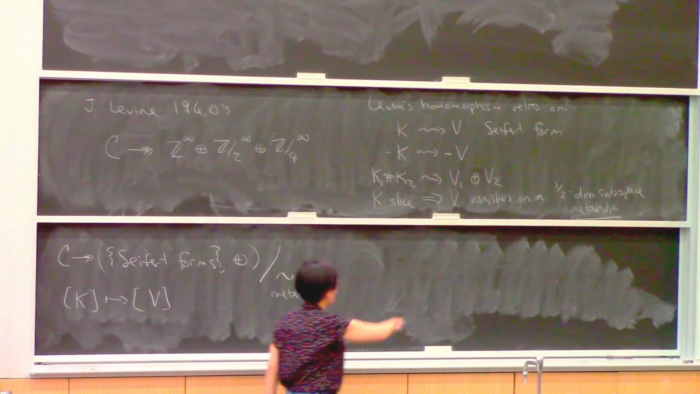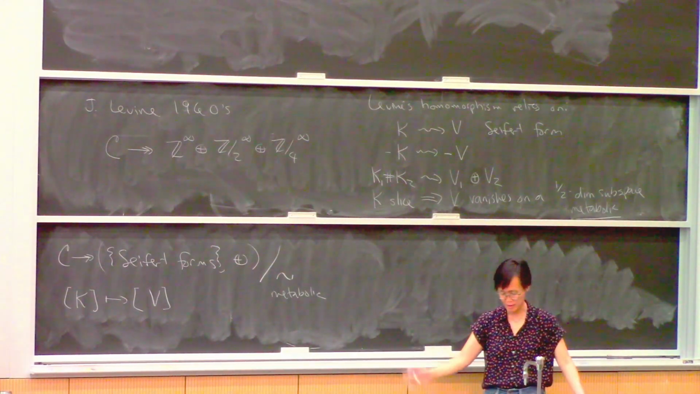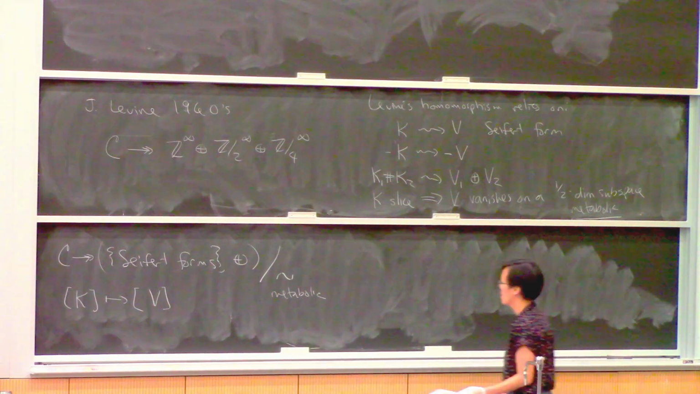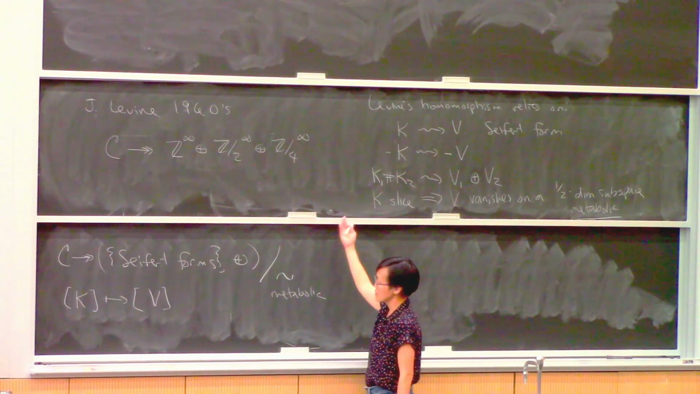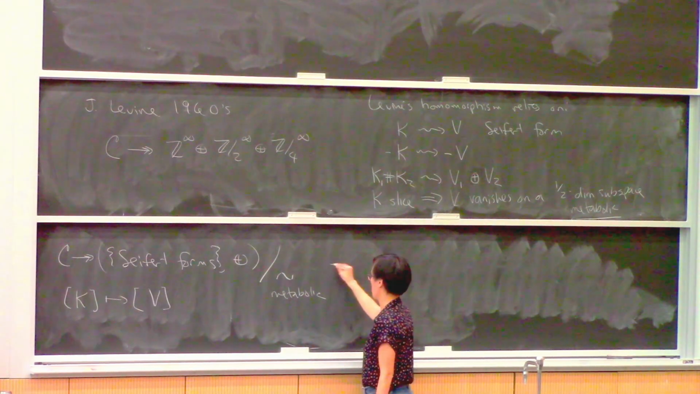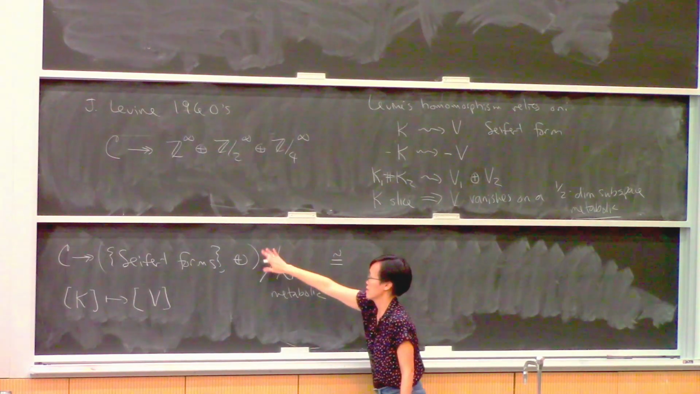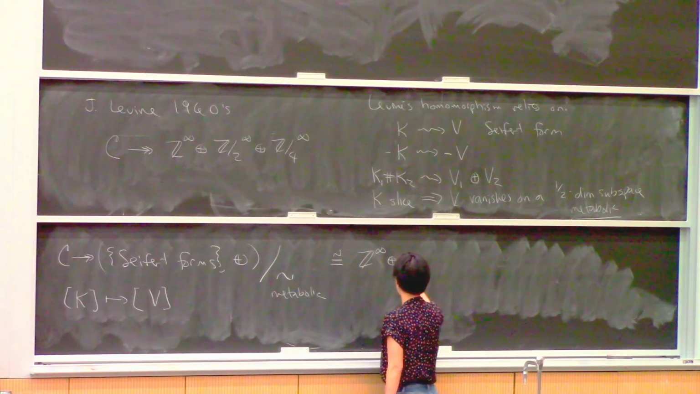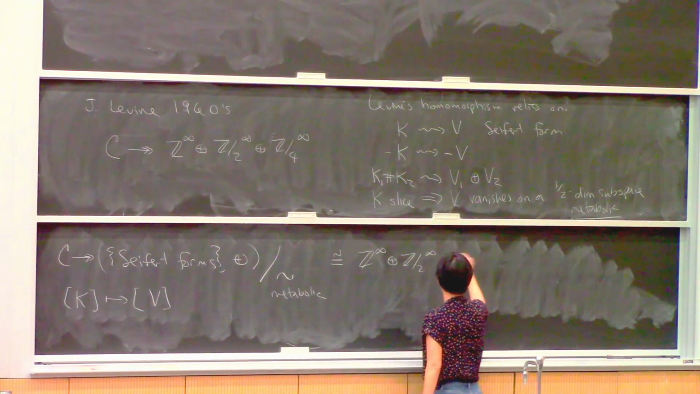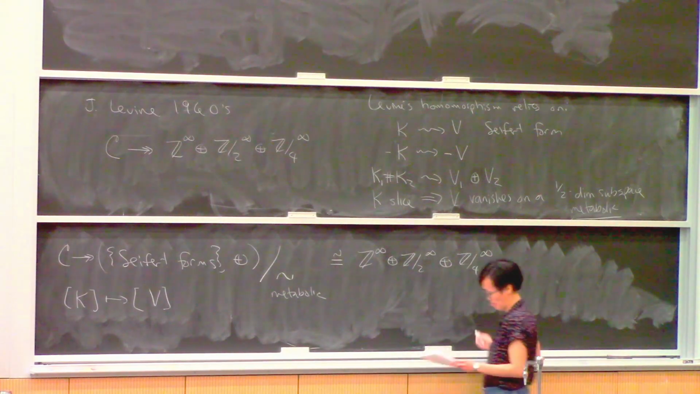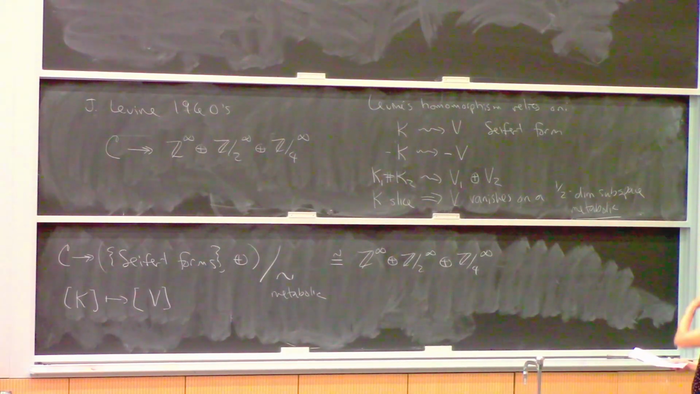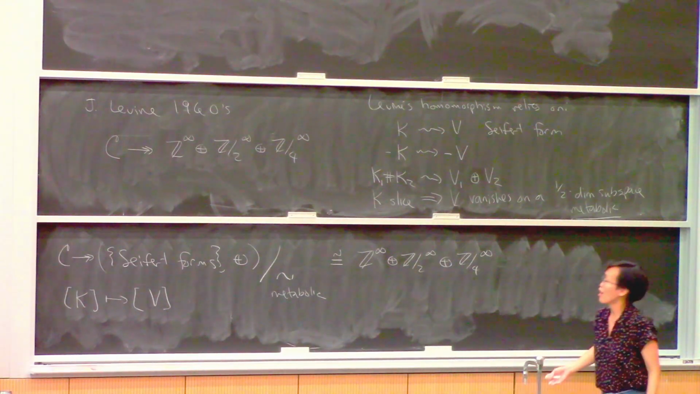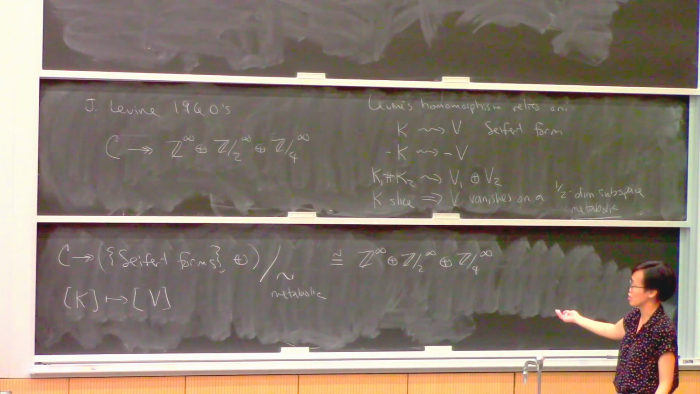And then, Seifert forms are bilinear forms on Z to the n, so what Levine did is he converted this into a linear algebra problem, and then he was able to show that this algebraically defined group is isomorphic to Z to the infinity plus Z/2 to the infinity plus Z/4 to the infinity. Okay, this is great. This was done in the 60s. There are still lots of mathematicians studying this kind of stuff.